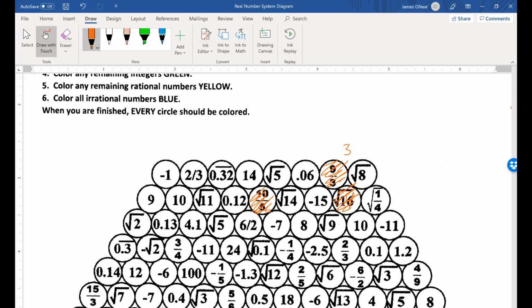Square root of 1 over 4. Well, the square root of 1 is 1. The square root of 4 is 2. So that's 1/2. That's not a counting number. That is a rational number because it is a fraction.